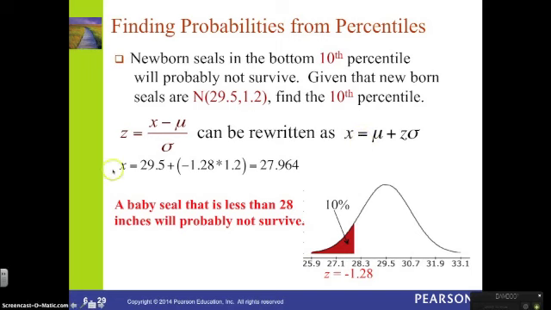So now x is my mean in for mu, plus my z, which was negative 1.28, times the standard deviation, which is 1.2. Again, make sure you have your calculator, and that you understand how to do this calculation on your calculator. And I come up with 27.964, or about 28 inches. So a baby seal that is less than 28 inches will probably not survive. So that's using the table backwards, because I'm giving you the percent, and you're trying to find the observation.